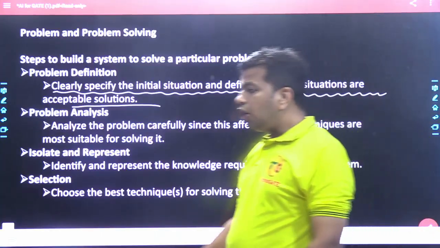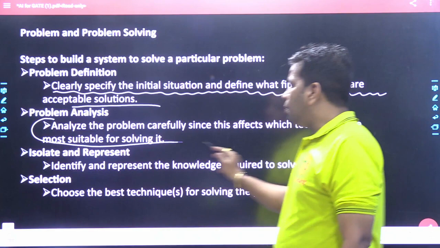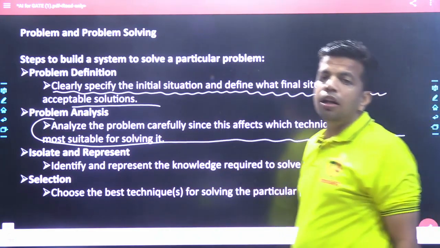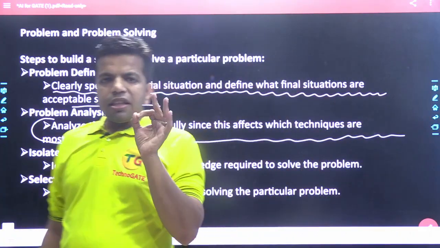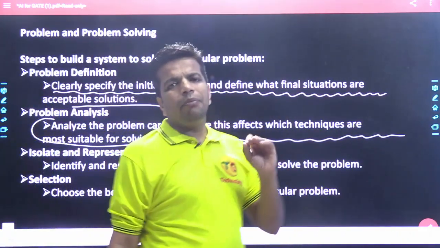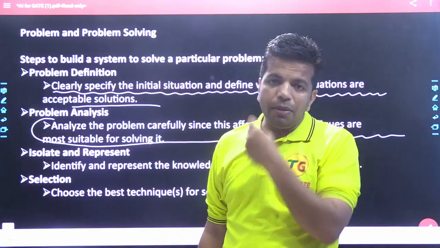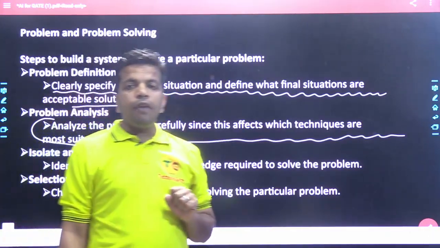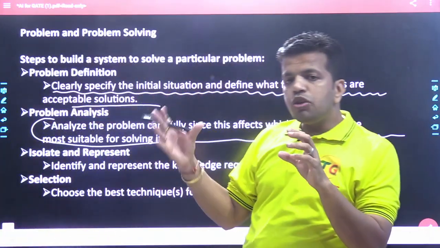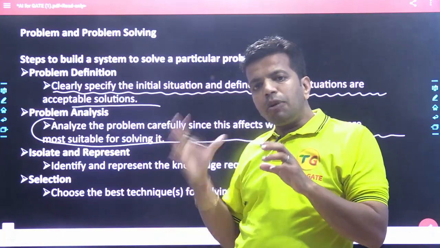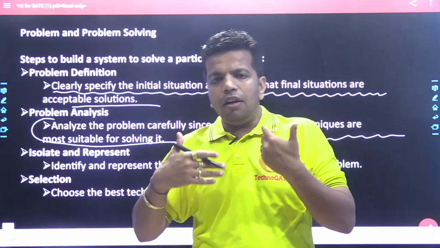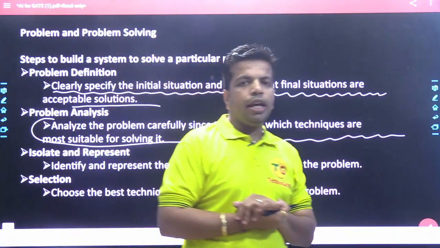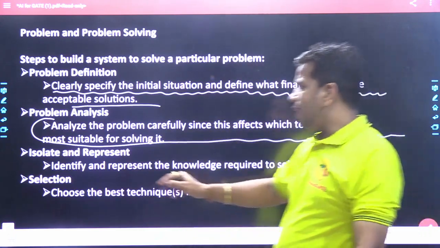After that, what to do? We need to analyze the problem. Analyze the problem carefully, since it affects which techniques are most suitable for solving it. If you have a problem, it may be that there exist multiple ways, multiple methods to solve that problem. You need to analyze the problem very carefully, and then you need to choose the problem solving technique. The technique should be effective, the best to solve that particular problem. So for that you need to analyze the problem statement also.